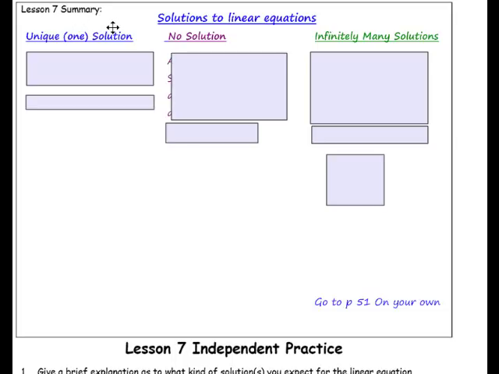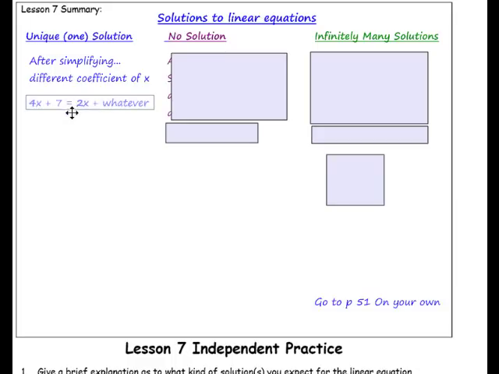In this lesson, you have learned to classify solutions to linear equations. A unique solution is where there is one and only one number that will satisfy the equation. After simplifying, they will have a different coefficient of x. For example, 4x plus 7 equals 2x plus any number. The coefficient is different and the constant doesn't matter. That will give you one unique solution.